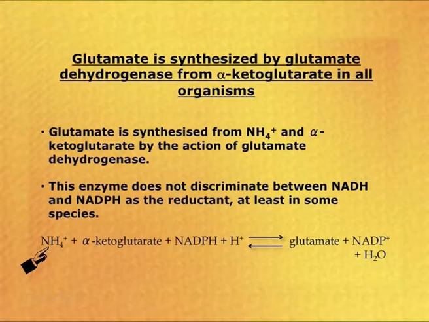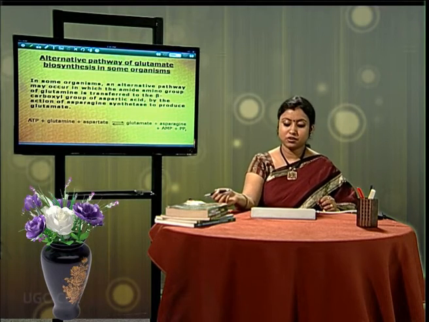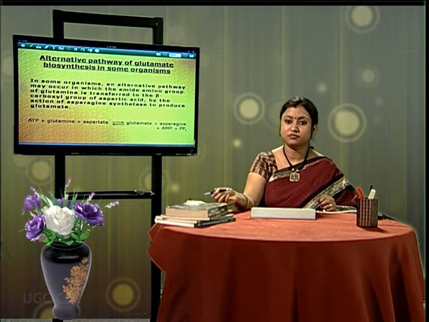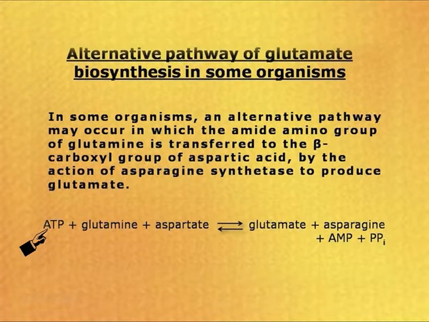Glutamate can also be synthesized by another enzyme called glutamate dehydrogenase. The reaction between ammonium ion, alpha-ketoglutarate, NADPH and H+ results in the generation of glutamate, NADP+ and water. There is an alternative pathway of glutamate biosynthesis in some organisms. There, the reaction between ATP, glutamine and aspartate results in the generation of glutamate, asparagine, AMP and pyrophosphate.